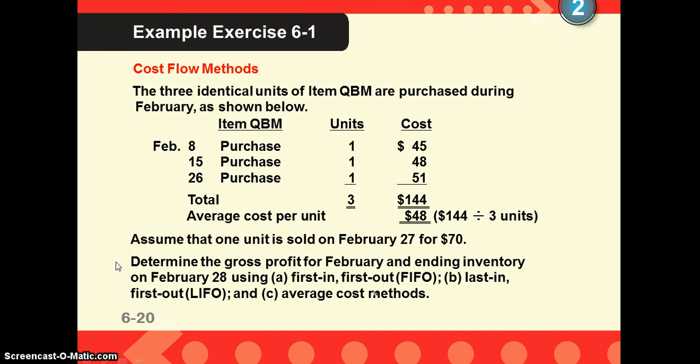Our problem asks us to determine the gross profit for February and ending inventory on February 28th using each of the methods. Take a moment to calculate. Remember, first in, first out, we're selling 1 unit from the first one we purchased. Last in, first out, we're selling 1 unit from our last purchase. Average cost, we're going to use the average cost that has been calculated for us. Have you calculated your answer? Let's take a look.